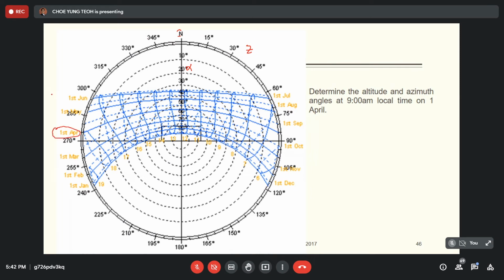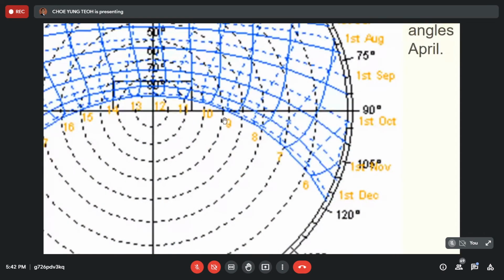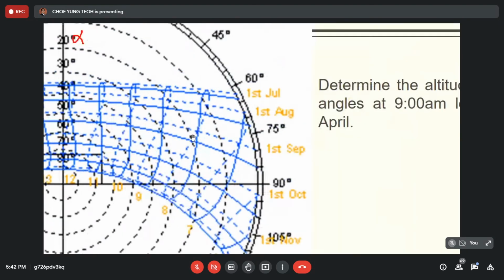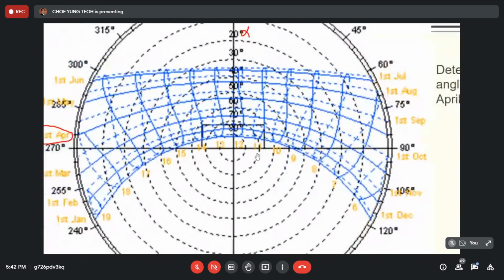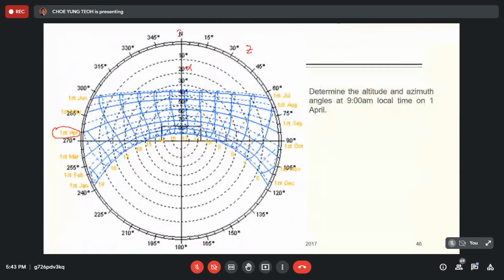Okay. So secondly, 9 a.m. You notice that the time over here, 6, 7 at the bottom, 6, 7, 8, 9. Okay, so this is the time for 9 a.m. in the morning, local time. So you have to find the intersection point. So 1st of April and 9 a.m.